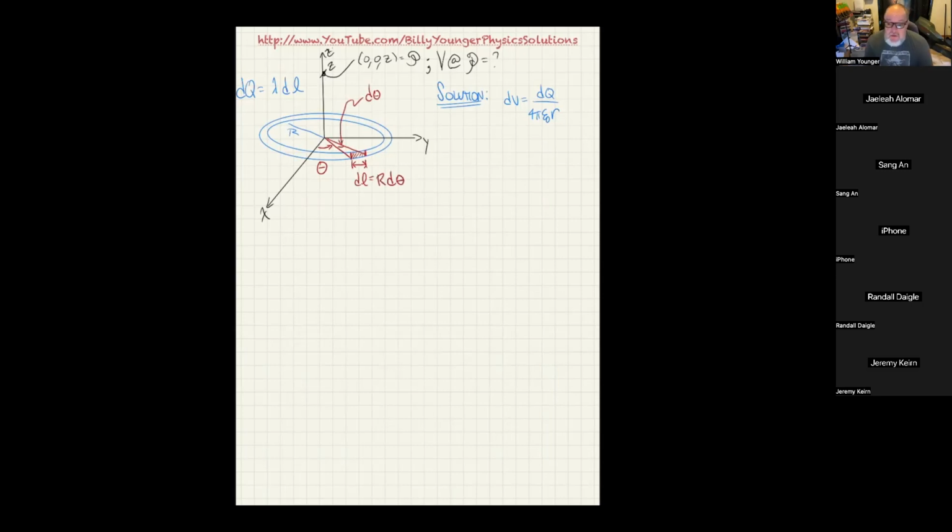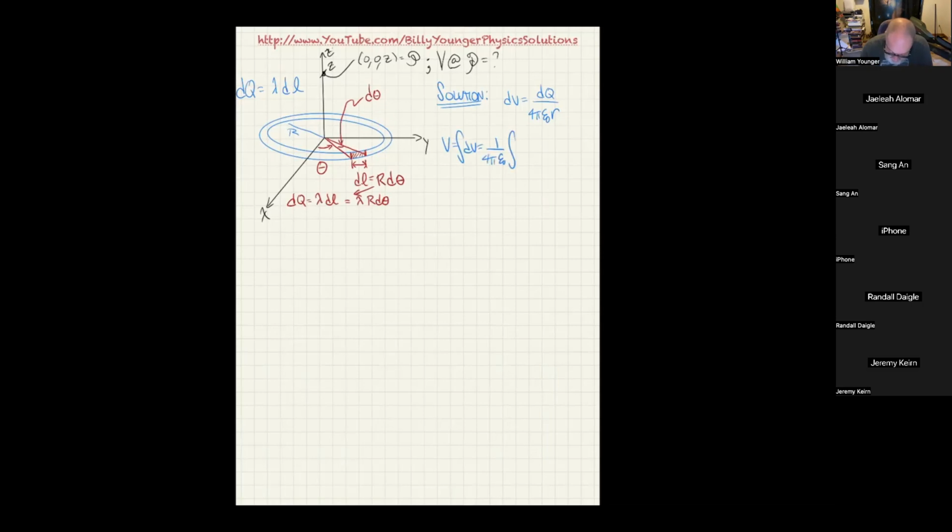Does that make sense to everyone? Is that a reasonable line element to use? So that means that dq is equal to lambda dl, which equals lambda r d theta. So now I can go ahead and compute V. V equals the integral of dV, which I'm going to go ahead and pull out the 1 over 4 pi epsilon naught in front.